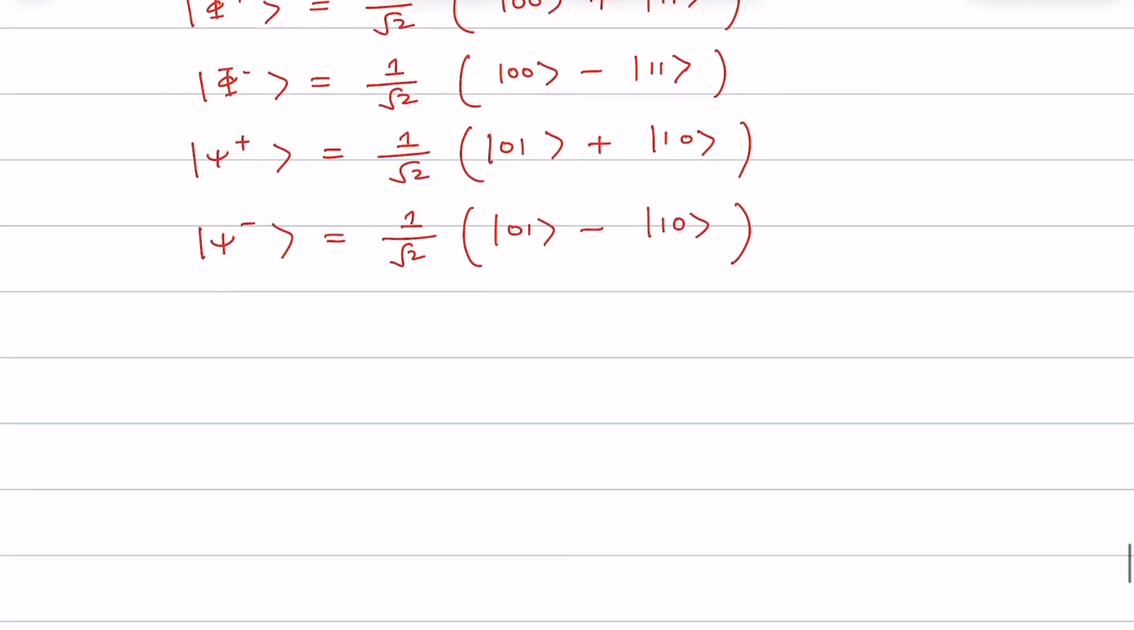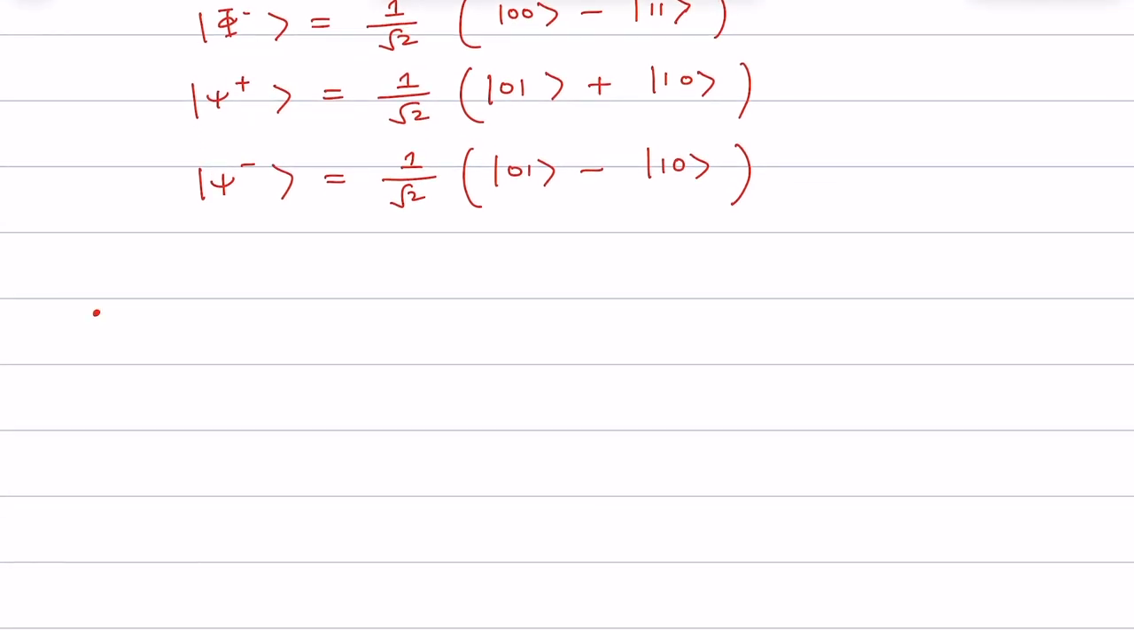Now there are four possible outcomes. Say the outcome of Alice's measurement, because Alice is the only one making this measurement, is 00. Then Alice uses the first measurement operator.